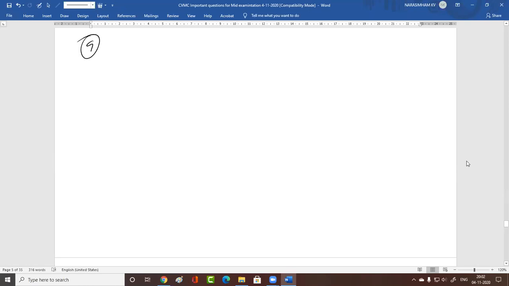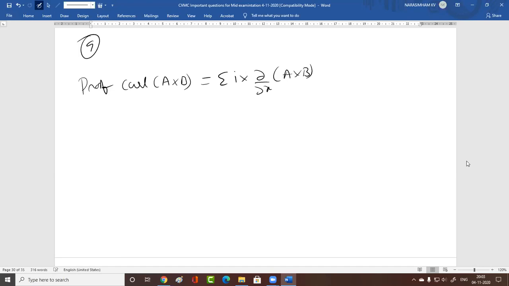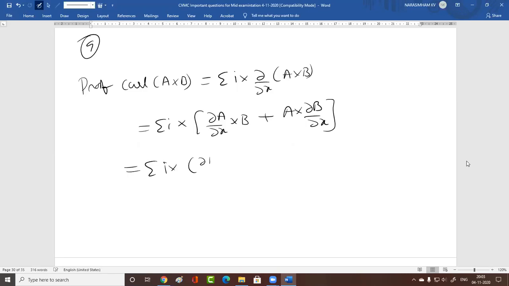Proof. Curl of A cross B. Sigma notation is sigma i cross dou by dou x of A cross B. So differentiate using the UV formula: sigma i cross dou A by dou x cross B plus A cross dou B by dou x. Now multiply with i cross: sigma i cross dou A by dou x cross B plus i cross A cross dou B by dou x.